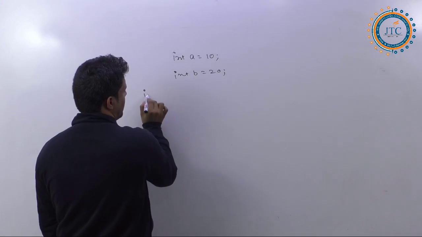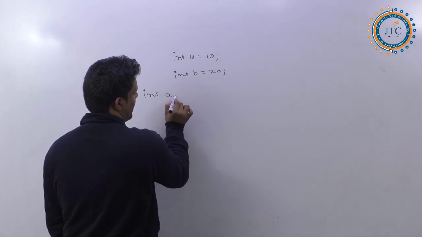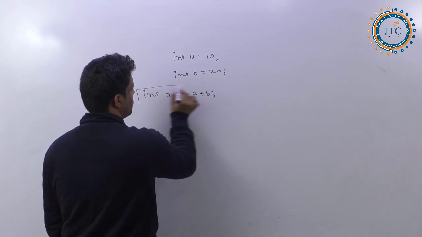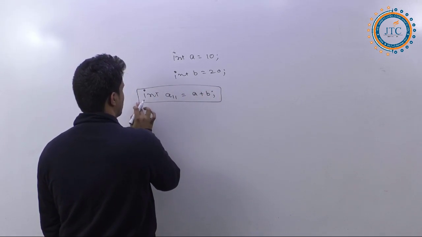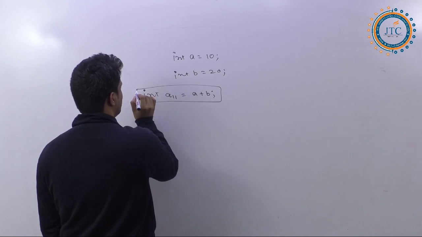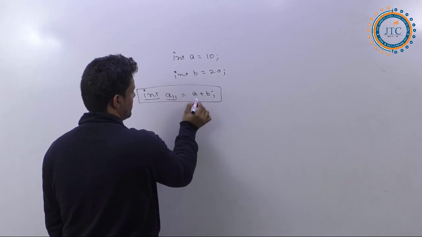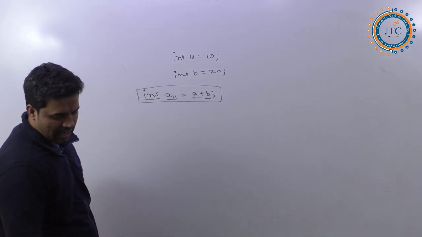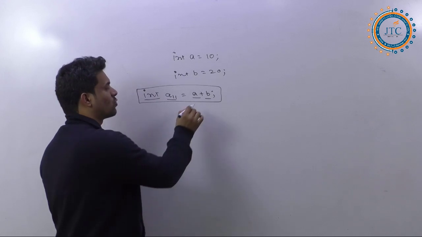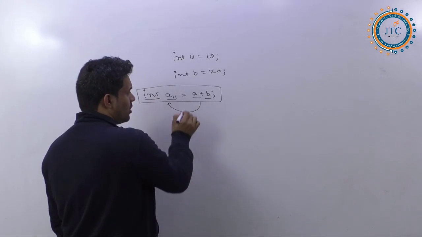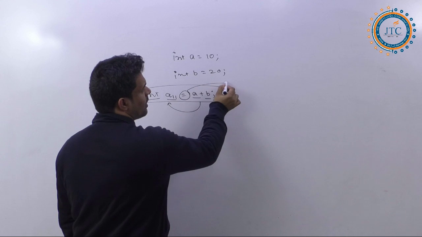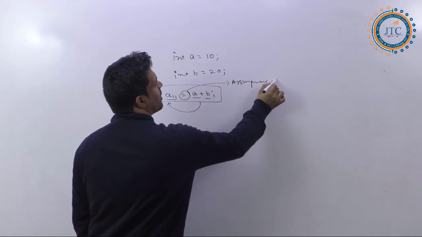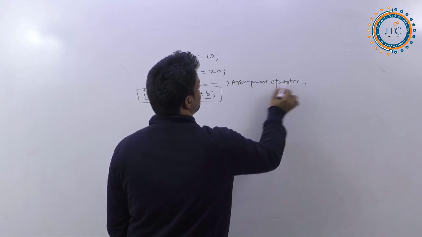So I wanted to write here int a11 is equal to a plus b. I am adding these two numbers and storing the result inside this. Here we are using one more assignment operator. Here we are calling it an assignment operator.